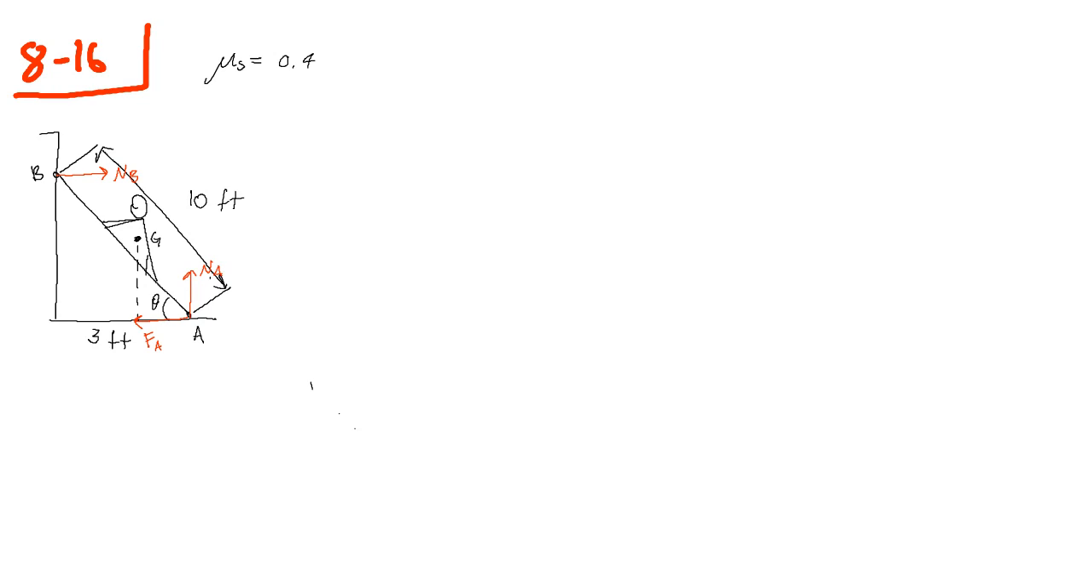Yeah, and then we also got the weight of this guy here. So his weight pulling downwards, which is 180 pounds. Okay, so yeah, that's it. That's it for our free body diagram now. And put this ladder in orange.